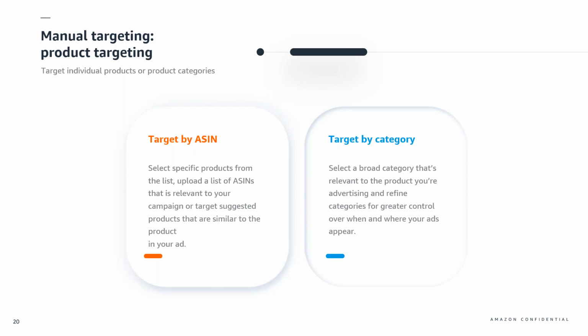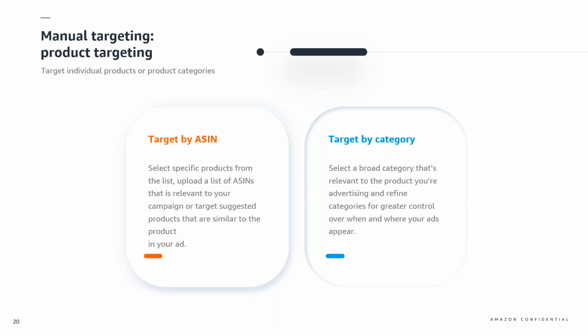This is really important because you can target by ASIN to allow your ad to be shown to customers browsing specific products. If you haven't heard about ASINs before, they're Amazon's unique identifier for individual products. When selecting your target, you'll be able to browse for specific ASINs from the list, upload a list of ASINs that is relevant to your campaign, or target products suggested by the system that are similar to the product in your ad.